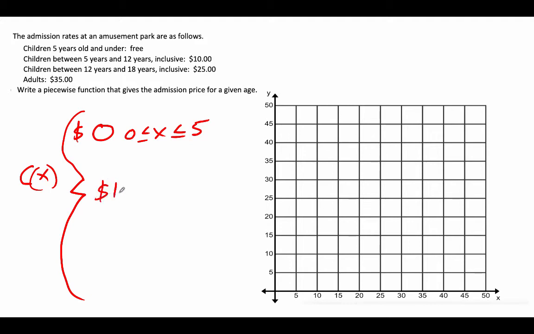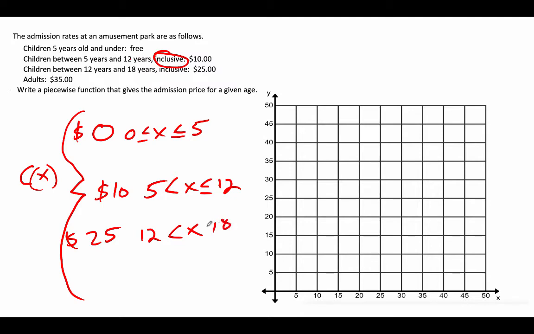And then I got $10, and that's going to be greater than 5, and I'm going to go less than or equal to 12. I'm going to include the 12. That's what inclusive means. And then I'm going to go $25, and I'm going to go greater than 12 because we paid $10 over there. And now I'm going to go to 18, but I'm going to include the 18. And then I'm going to go $35, and that's a whole lot of money to watch your kids get on rides. That's just greater than 18, because the 18-year-olds were covered there.